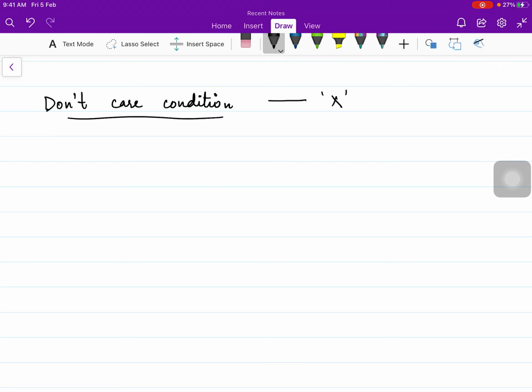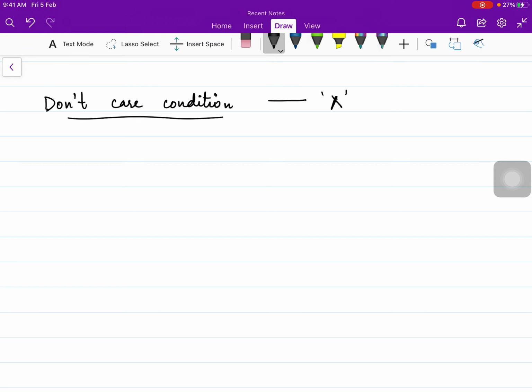See, first of all, a don't care is represented by an X, by a cross sign. As the name itself implies, don't care means we don't have to bother about it, which means that this don't care will only be used to group our ones into a bigger group.